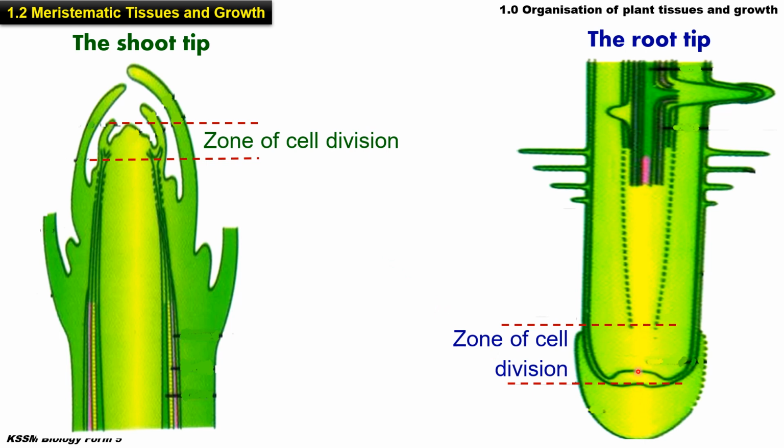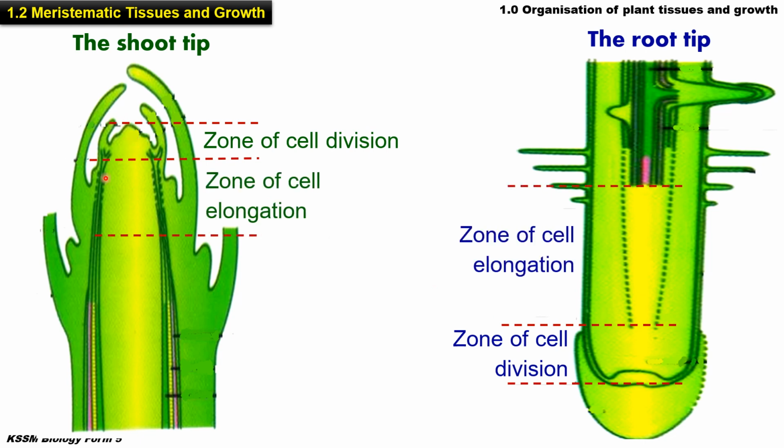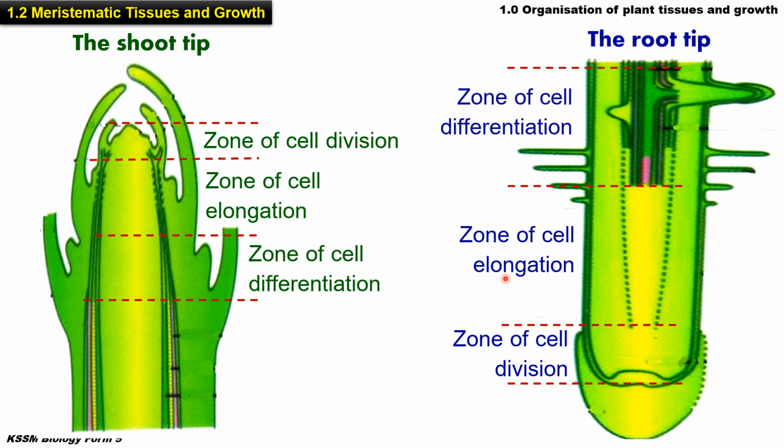Okay, so this is the zone of cell division. Followed by zone of elongation. After zone of elongation, the shoot and root has the third zone, which is zone of differentiation. So basically, it has three zones. Division, sorry, elongation, differentiation.